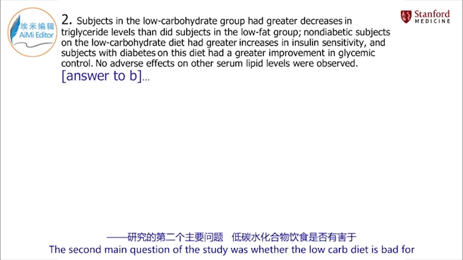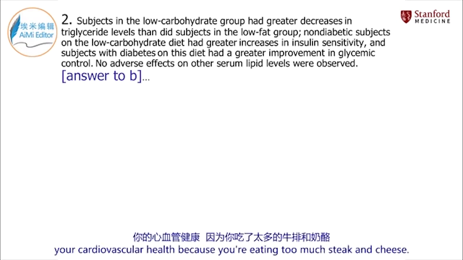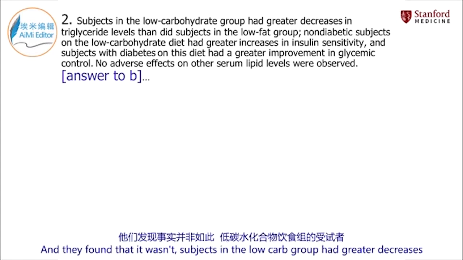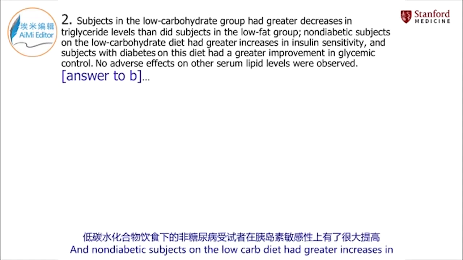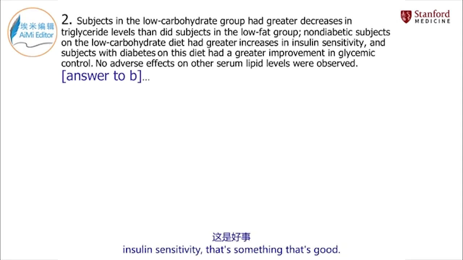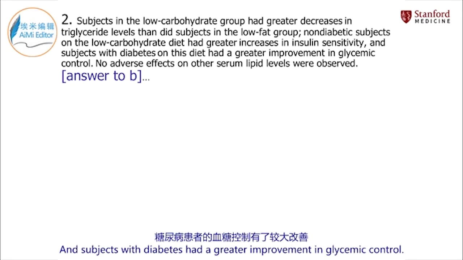The second main question of the study was whether the low-carb diet is bad for your cardiovascular health because you're eating too much steak and cheese. And they found that it wasn't. Subjects in the low-carb group had greater decreases in triglyceride levels than did subjects in the low-fat group. And non-diabetic subjects on the low-carb diet had greater increases in insulin sensitivity. That's something that's good. And subjects with diabetes had a greater improvement in glycemic control.